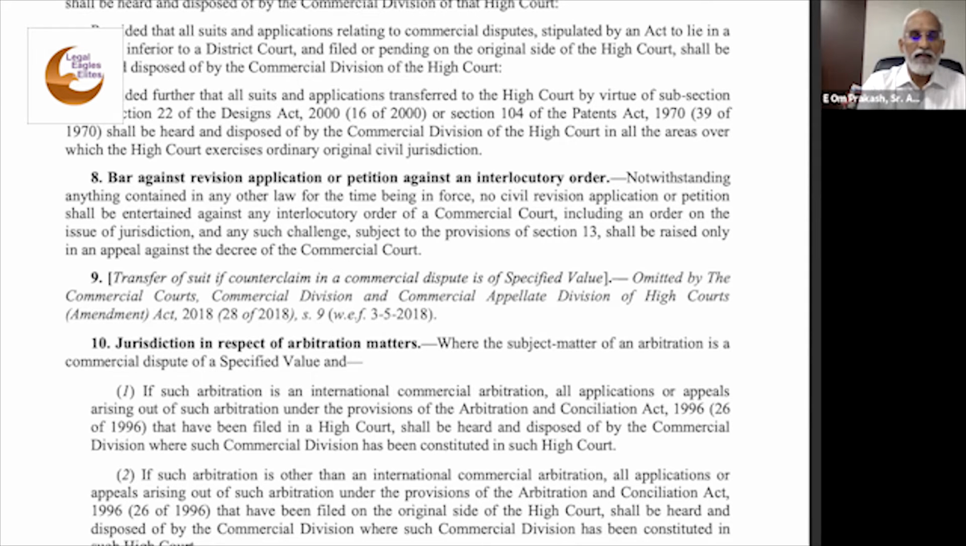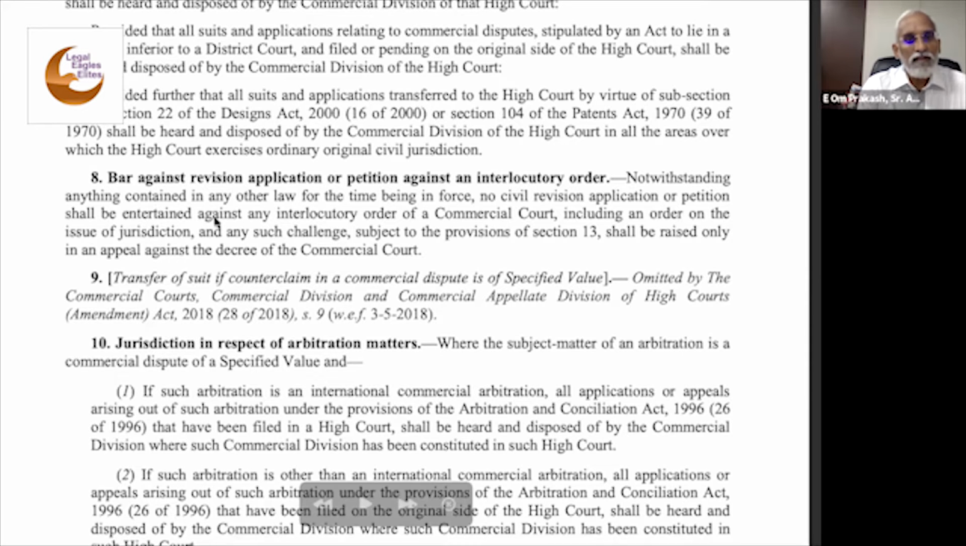Suppose an order in an IA is causing you serious prejudice, is likely to affect the rights of the parties. Then you will look at whether there is any remedy. And that remedy is provided under the CPC by way of section 115, which is called the revisional jurisdiction of the High Court. So you take that order on challenge before the High Court by way of a CRP by invoking section 115. Now, suppose section 115 also bars certain orders under the IA from being questioned before the High Court. In those cases, we invoke Article 227 to seek a remedy against those interim orders.